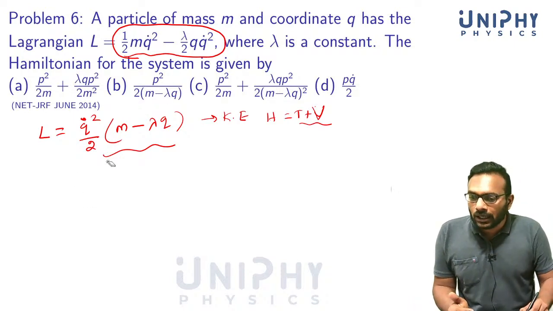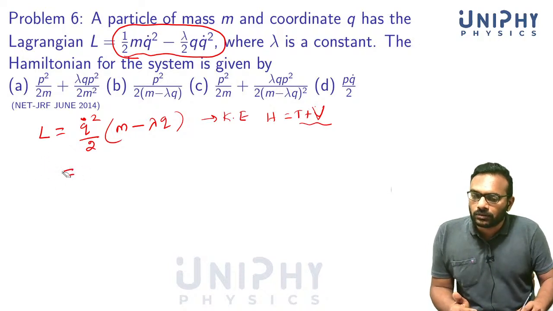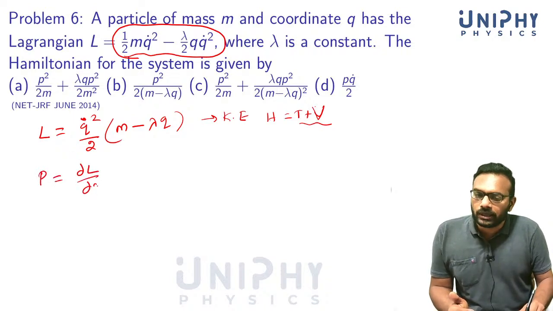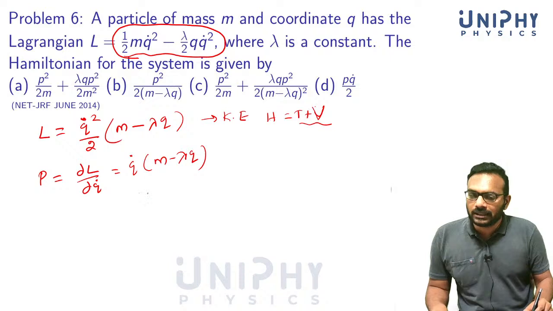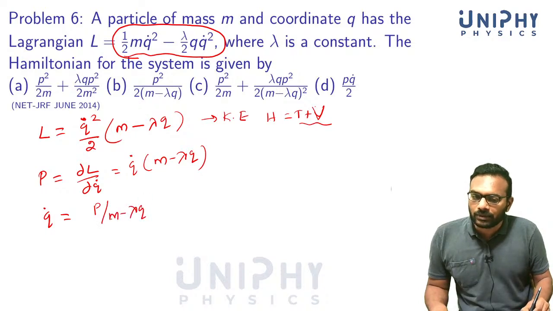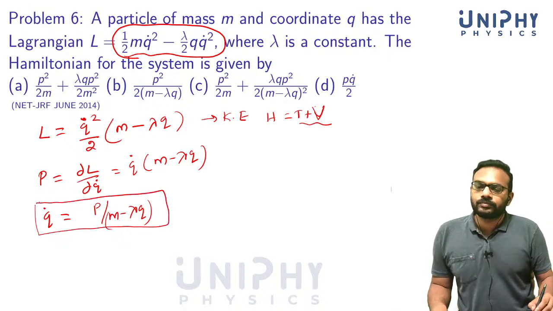Let's first find the momentum. p is equal to dou L by dou q dot, which equals q dot multiplied by m minus lambda q. So from here, q dot is equal to p divided by m minus lambda q.